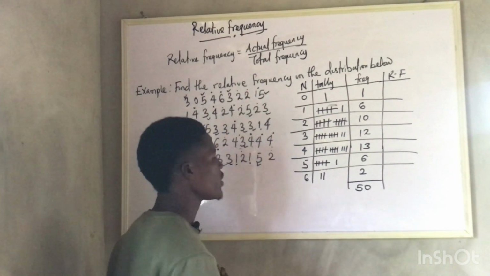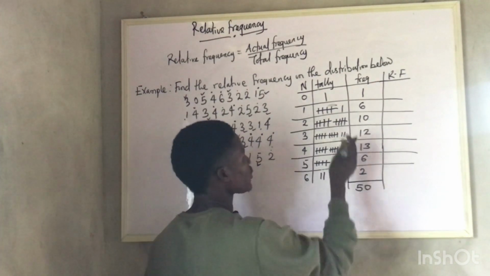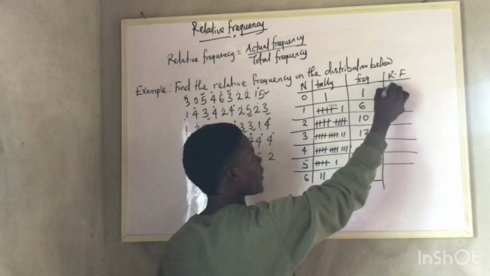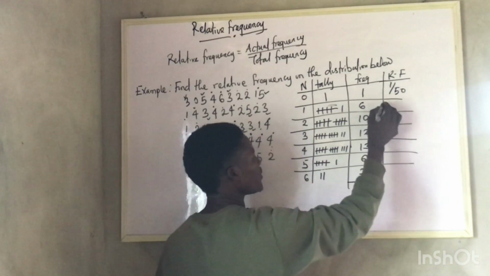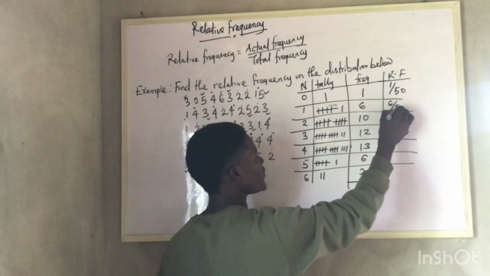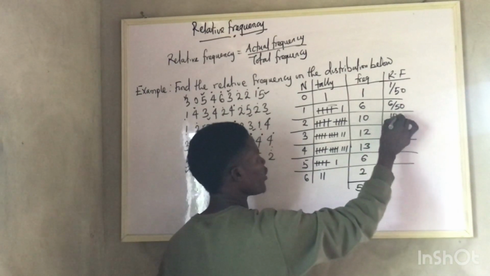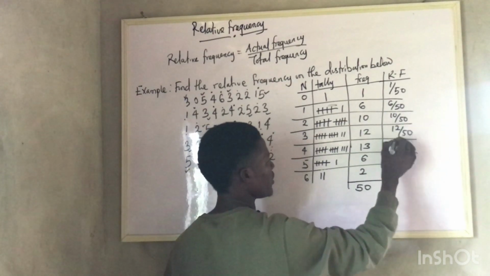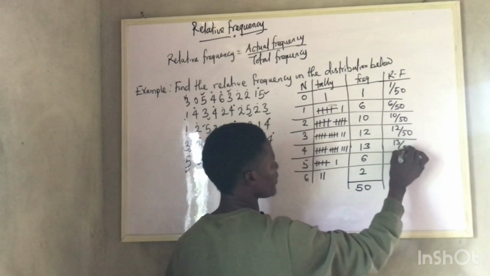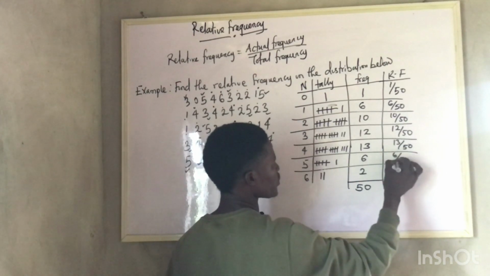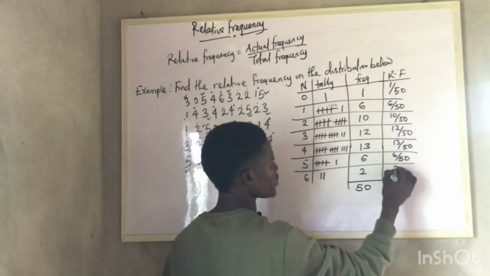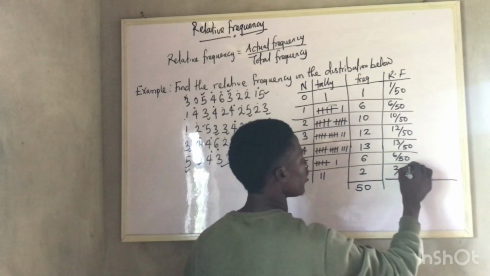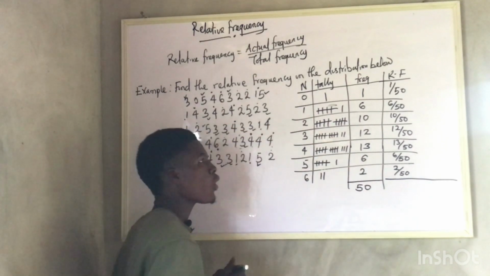Alright. So now the relative frequency, don't forget your formula is what? Actual over total. So actual 1 over 50. This one will be 6 over 50. This will be 10 over 50. This will be 12 over 50. This will be 13 over 50. This will be 6 over 50. And this will be 2 over 50. Don't forget that when you add up, you should get 1 or 100%.